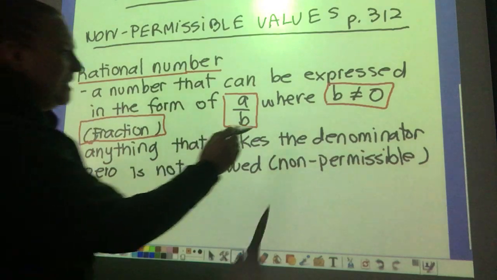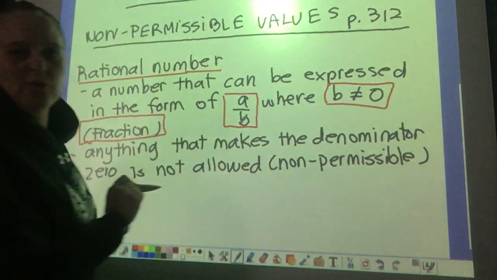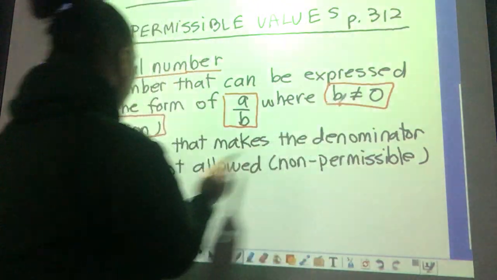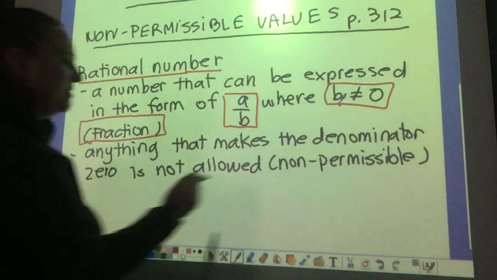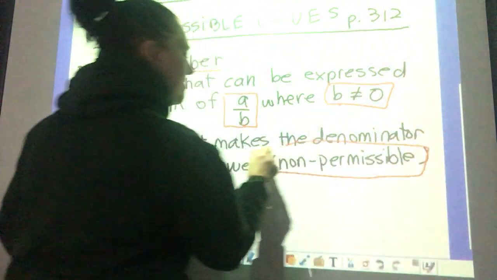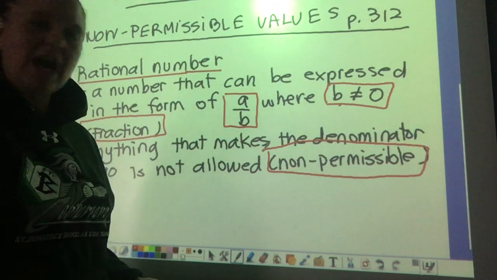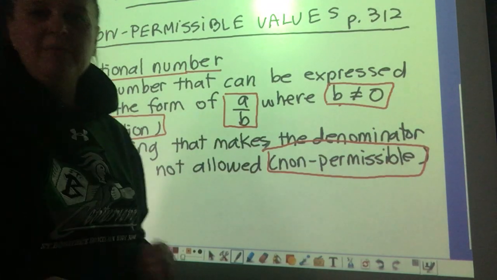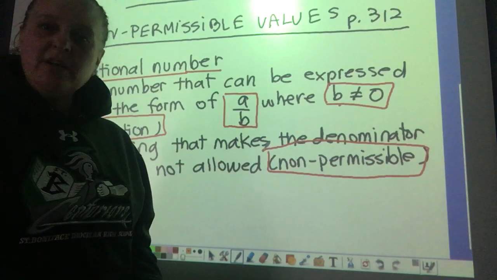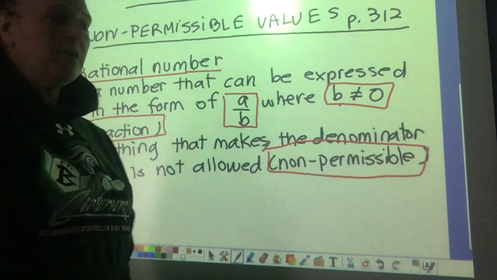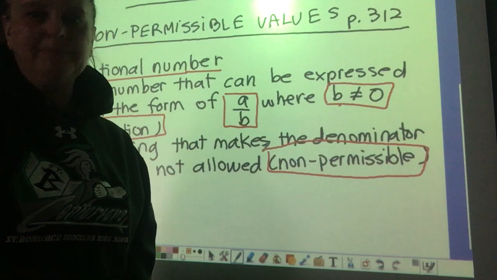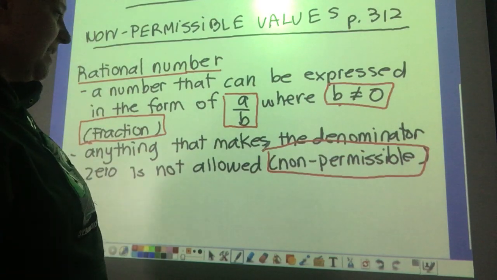And remember, because we have fractions, we have a denominator, and we said you cannot divide by 0. So anything that makes the denominator 0 is not allowed. If it's not allowed, we say it's non-permissible. So all we're going to do today is look at the fraction and think what number would make that denominator 0, and whatever that number is, we say it's non-permissible. It's not allowed because you can't divide by 0. That's all we're doing in today's lesson, so it shouldn't be that bad.